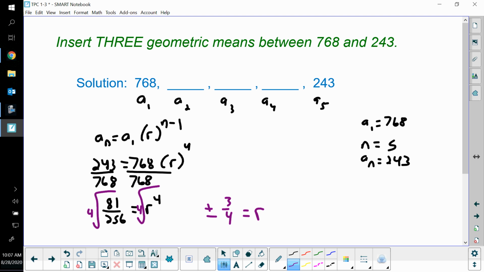We have to be a little bit more careful because we have lots of spots. So let's just do the positive 3/4 first. If we do 768 times 3/4, we get 576. Times another 3/4, we get 432. Times another 3/4, we get 324. And if we do it times another 3/4, that checks, and it does give us 243.